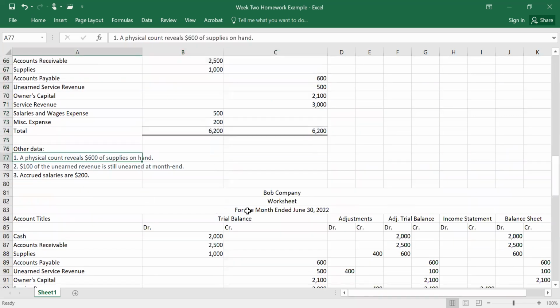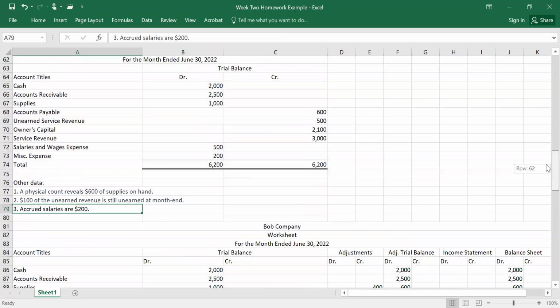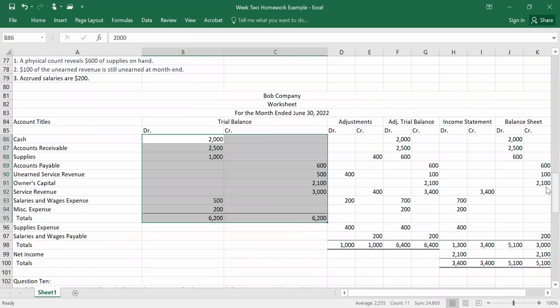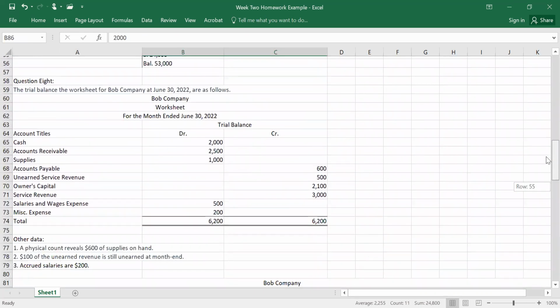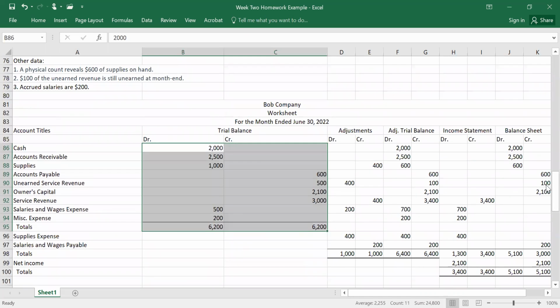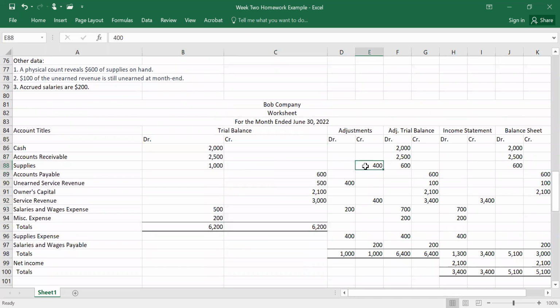It says a physical count reveals 600 supplies on hand, 100 of the unearned revenue is still unearned at month end, and accrued salaries are 200. So the first thing we're doing, and I think they might give you this in the problem, but I'm not positive, is that trial balance, which is basically exactly the same as what it was above. And then what we need to do is make adjustments. So the first adjustment we have to make for the supplies is 400. We have to credit supplies for 400.